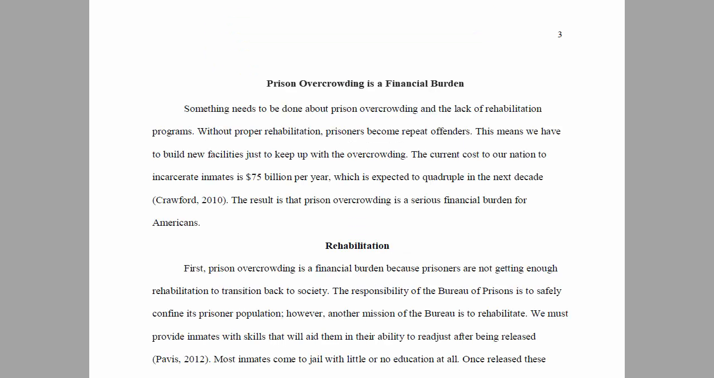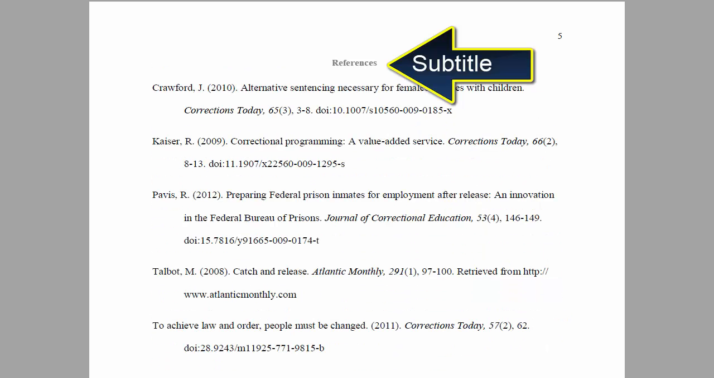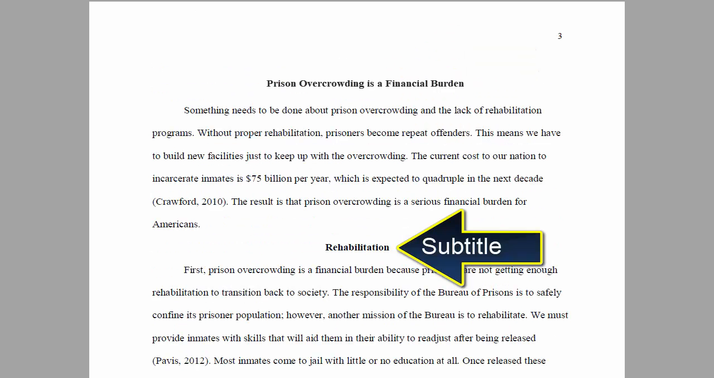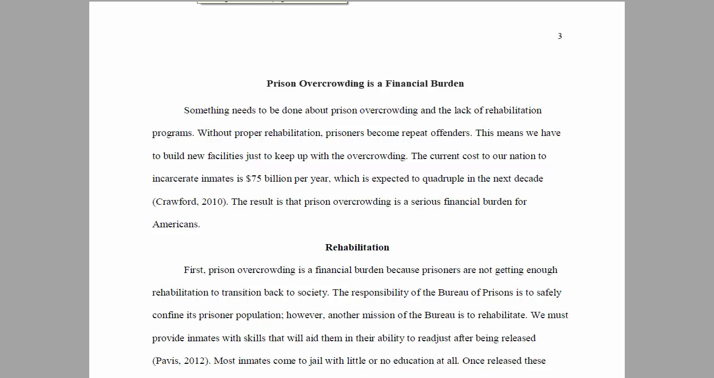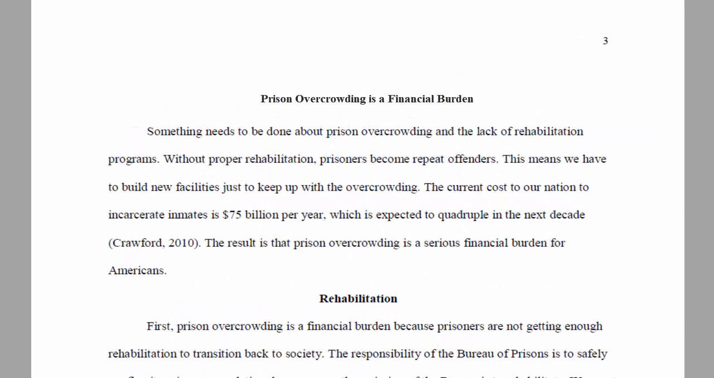First, note that in APA style, all major sections have a subtitle on top of them. In this 5-paragraph essay, the main sections are single paragraphs, so that's where you will see the titles and subtitles. The first paragraph is the introduction paragraph, and you see the repetition of the main title from the title page on top of the intro paragraph. This is standard APA style.